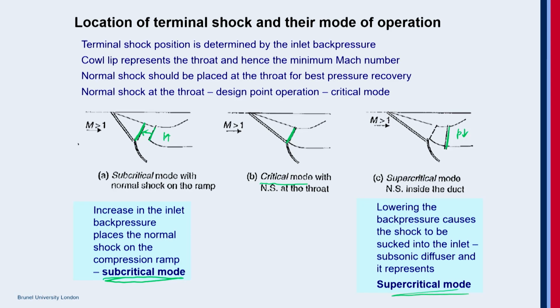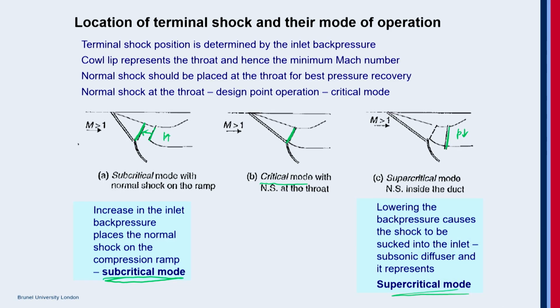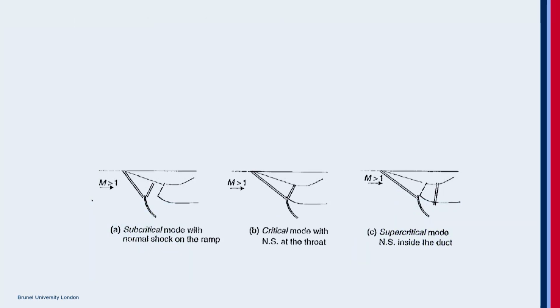In real applications, this can happen, moving of the shock waves in engine flights. This moving of the normal shock from subcritical to supercritical to subcritical to critical is sort of an instability, and that instability is called the buzz instability. Okay. The normal shock should be placed at the throat for best pressure recovery, but in reality, we will end up in a situation where it can be subcritical or critical or supercritical modes of operation.